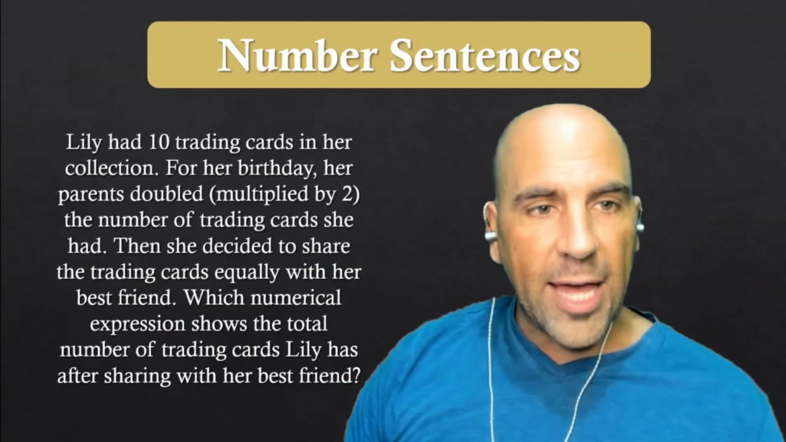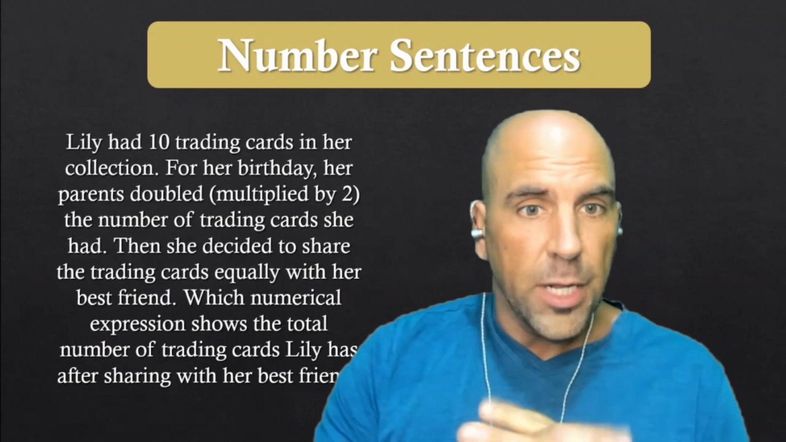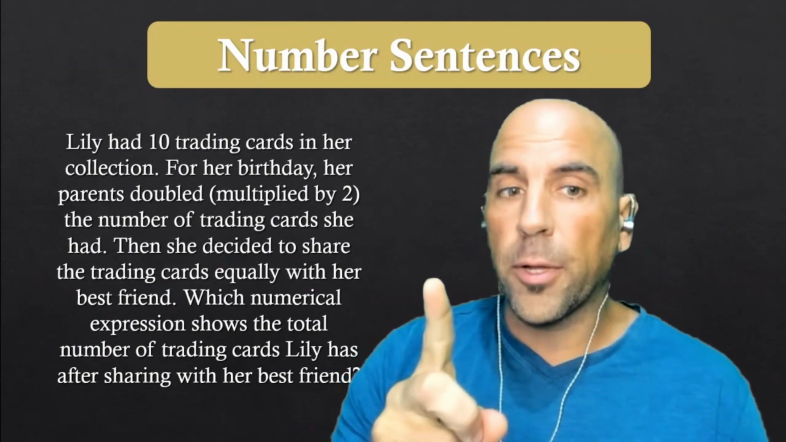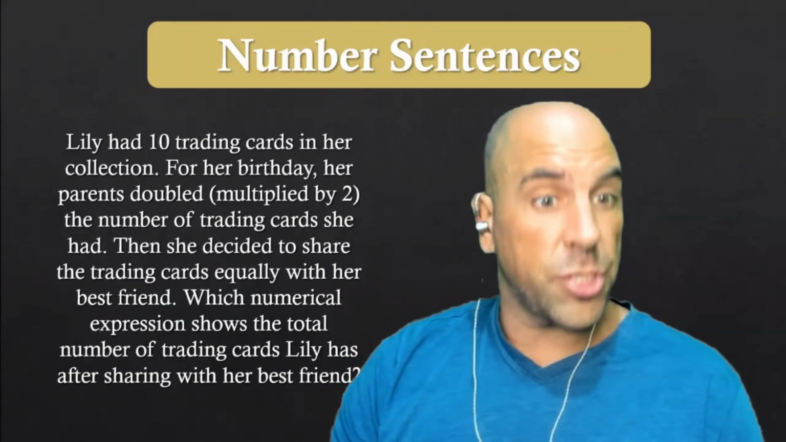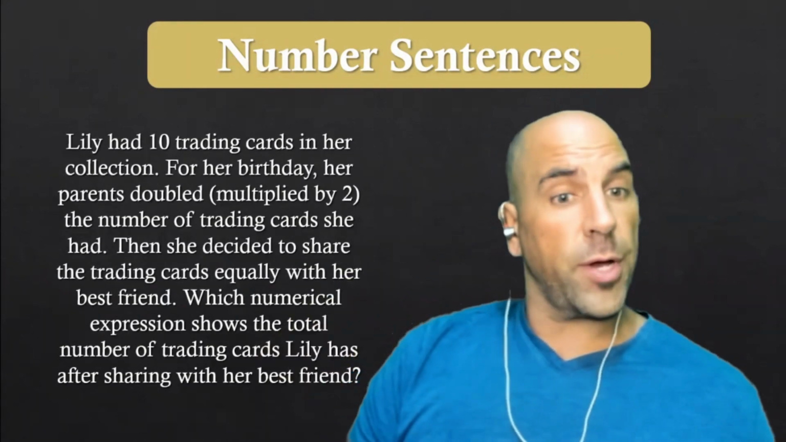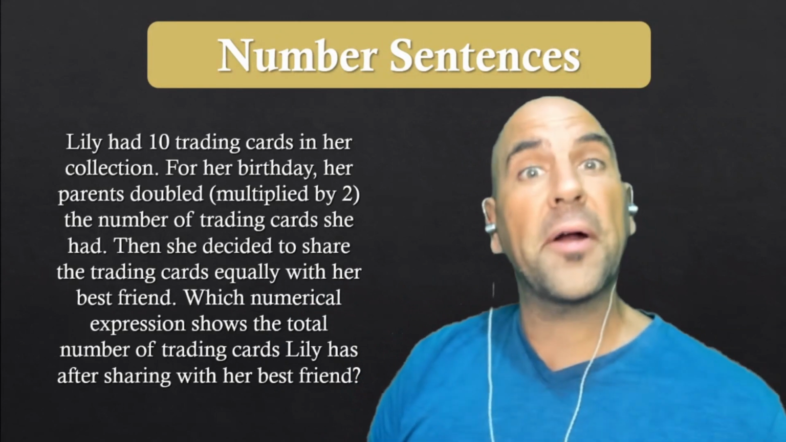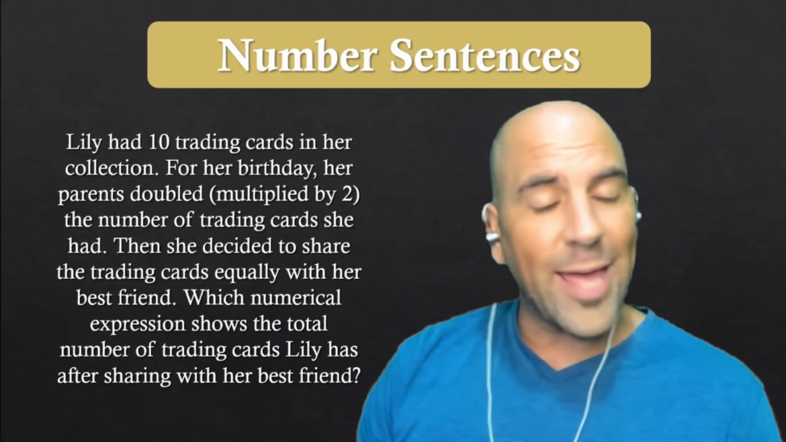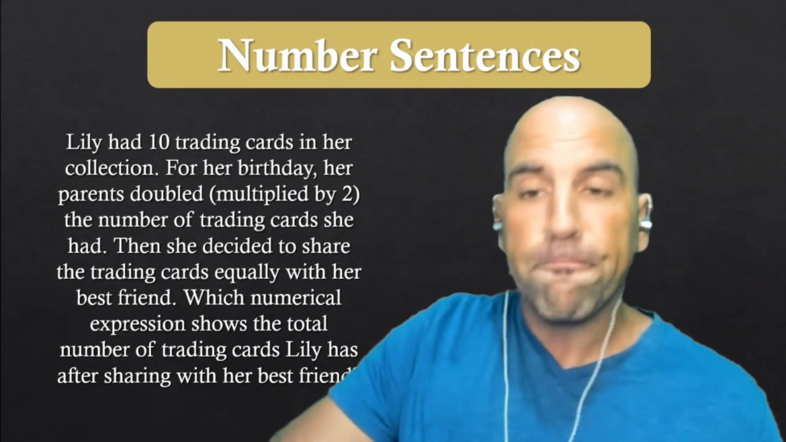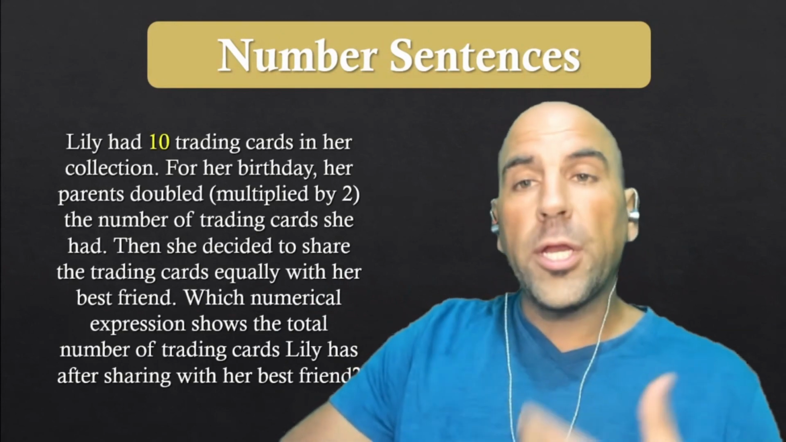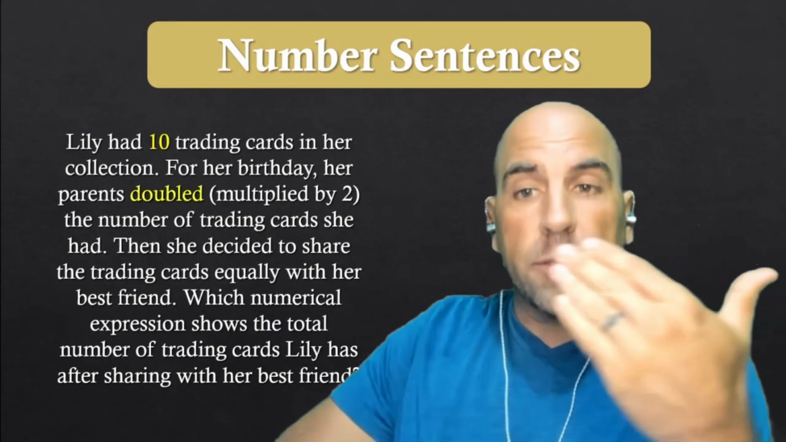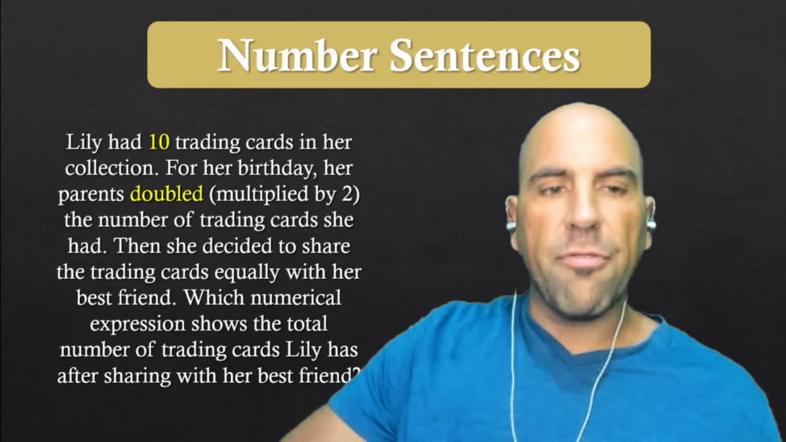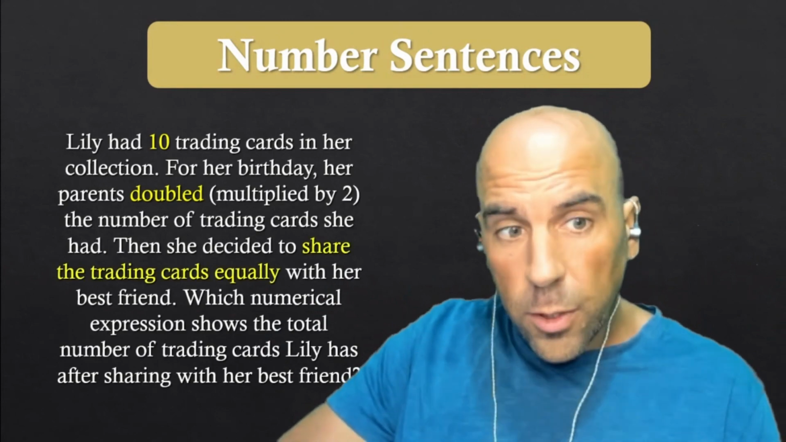All right. Lily had 10 trading cards for her collection. In her collection, I used to have a lot of trading cards. For her birthday, her parents multiplied by 2 the number of trading cards she had. Then she decided to share the trading cards equally with her best friend. How kind. Which numerical expression shows the total number of trading cards Lily has after sharing with her best friend? Well, we know she started with 10. Her parents multiplied by 2. And that happened first. And then she decided to share equally.